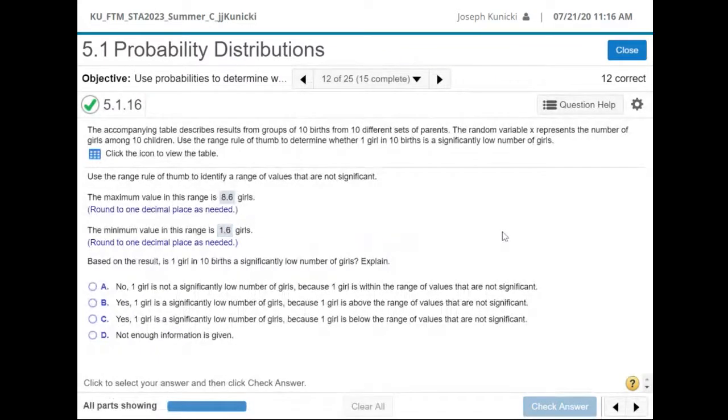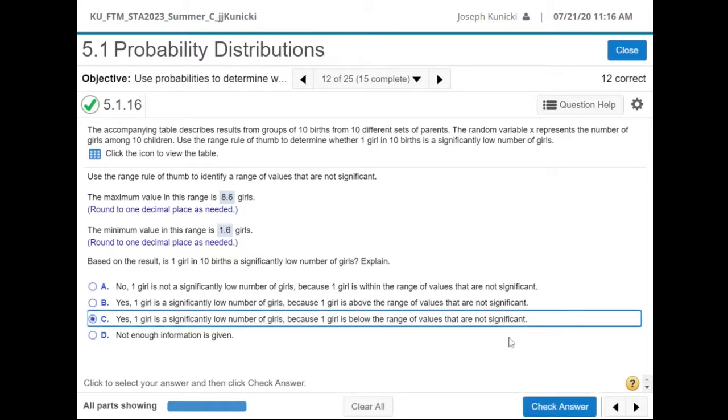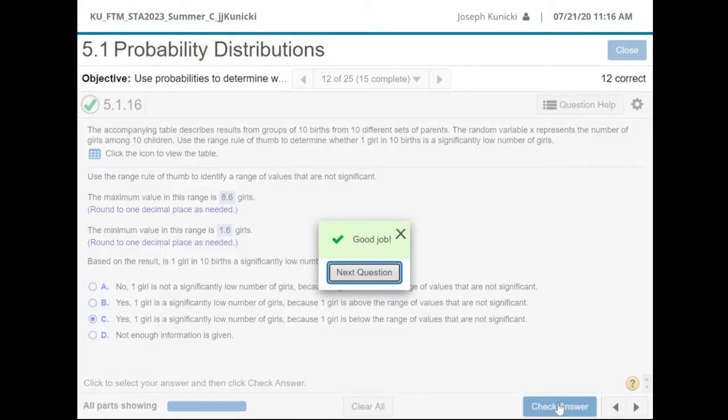So based on this result, is 1 girl in 10 births a significantly low number? Yes, because it's less than 1.6. So which one? It's either B or C. So B says above, C says below, so it's below the range. So that'll be the correct answer. Follow? Yes. All right, so there we go.